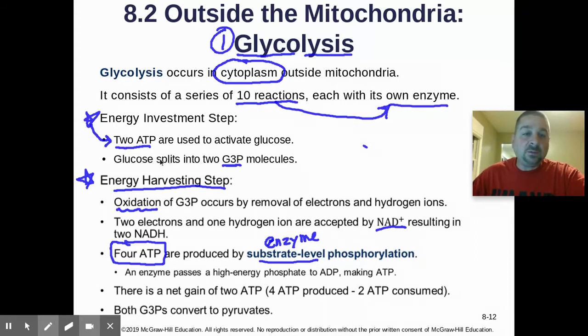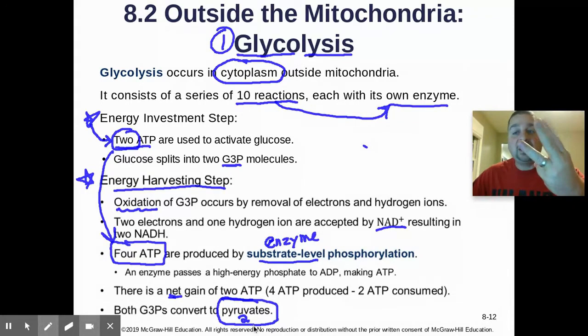So if you put in 2 and you get out 4, that's a net gain of 2. So you're coming out ahead, and your end product, the glucose, is going to be split into 2 pyruvate molecules. The C6 molecule is going to be split into 2 3-carbon pyruvates, or pyruvic acid. You'll see that name, same name for that same molecule.